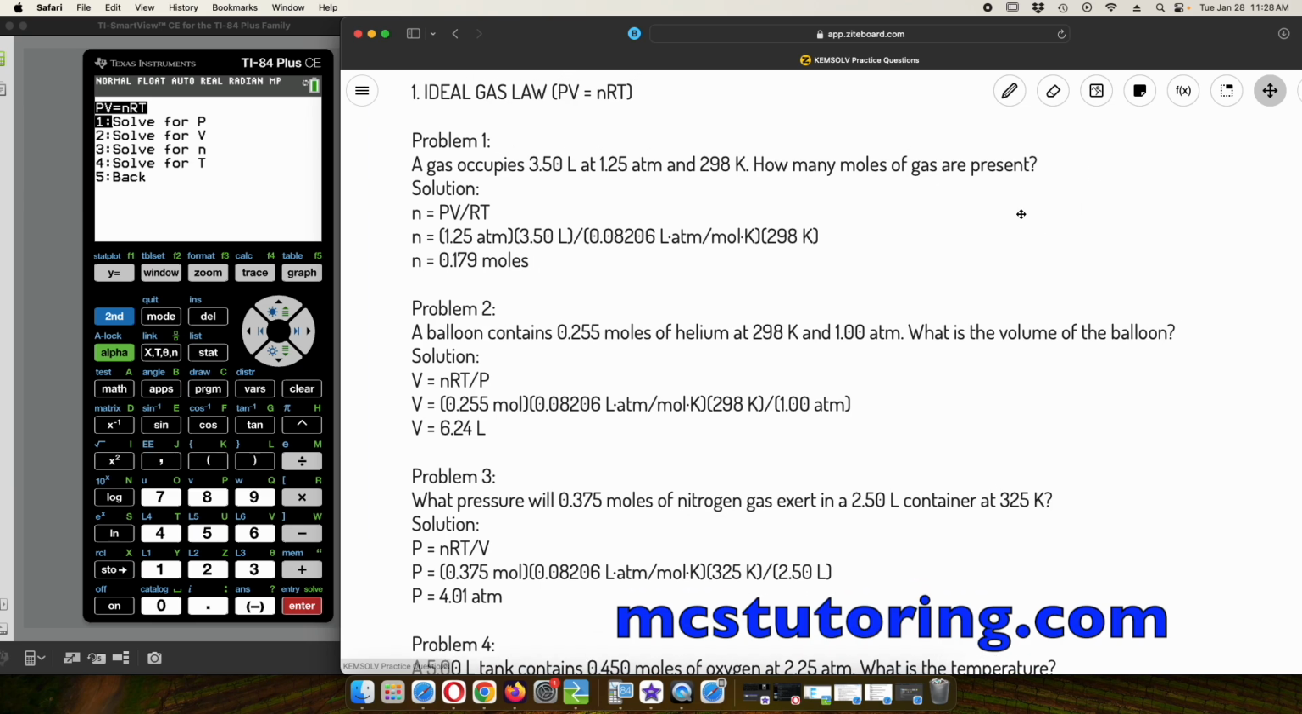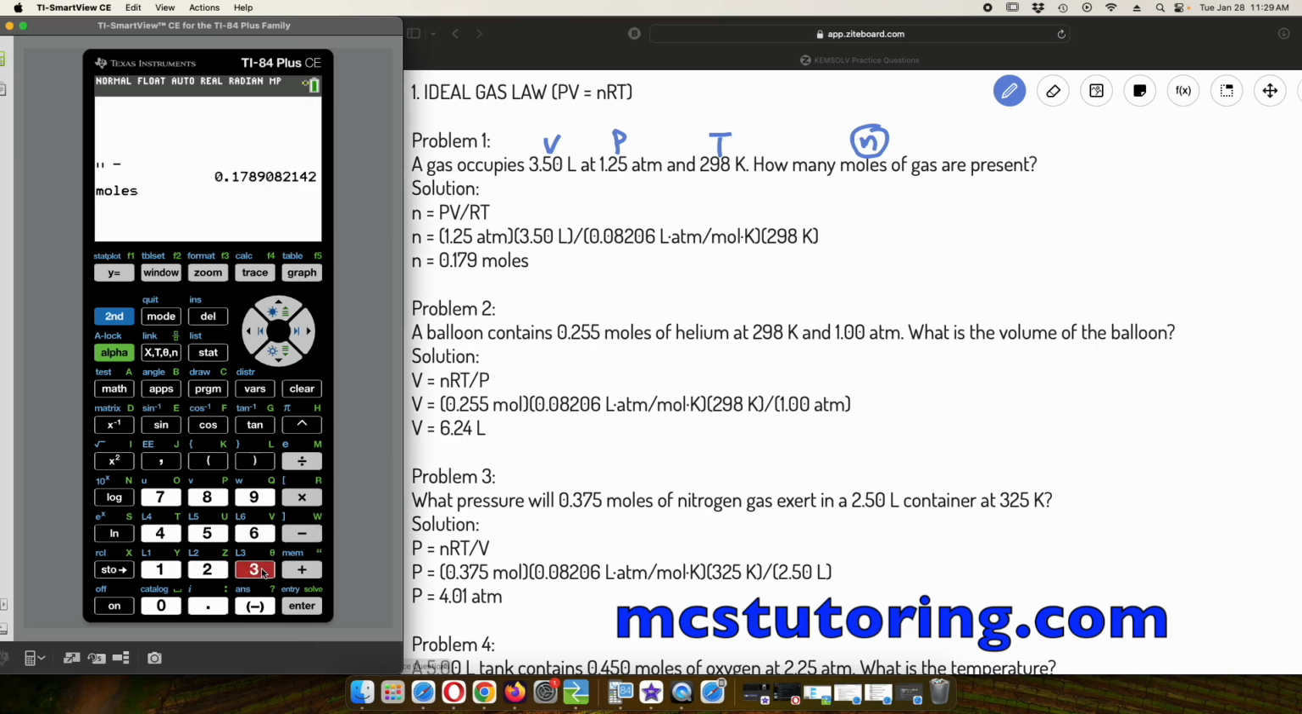First problem: a gas occupies 3.50 liters, so that's a volume input. The 1.25 atm is a pressure, and 298 K is a temperature. How many moles of gas are present? That's an N question, so we're solving for N. We're going to use PV equals nRT and option 3, solve for N.